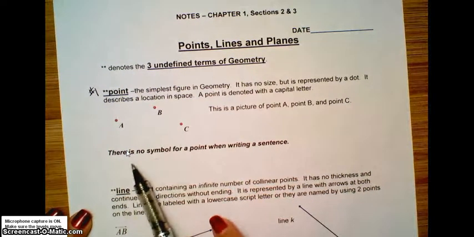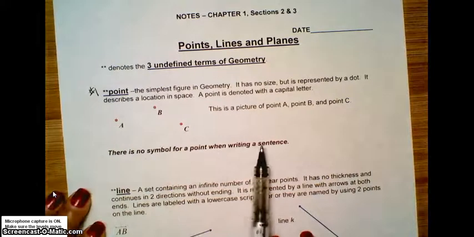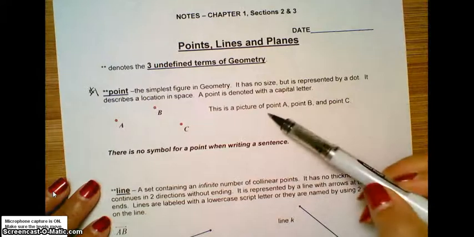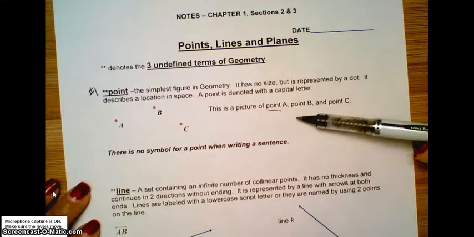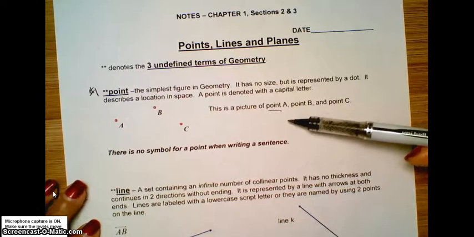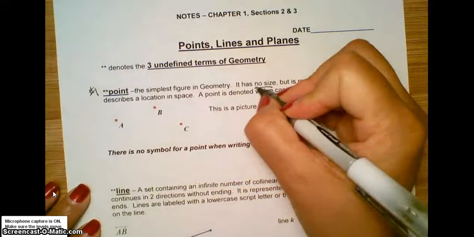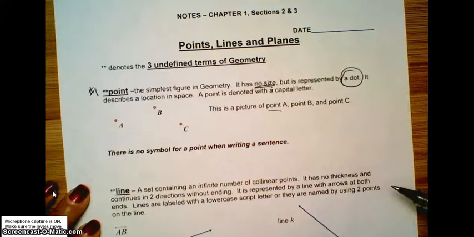And I want you to take note of the fact that there's no symbol for a point when writing a sentence, okay? So if I want to write about point A, point B, and point C, I have to use the actual word. This is going to be important to you, you'll see in a second, because we do have symbols for most of our other objects. Okay, so points, again, technically speaking, have no size, but we represent them with a dot in a picture.